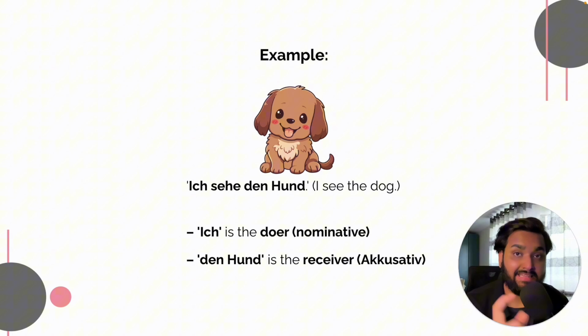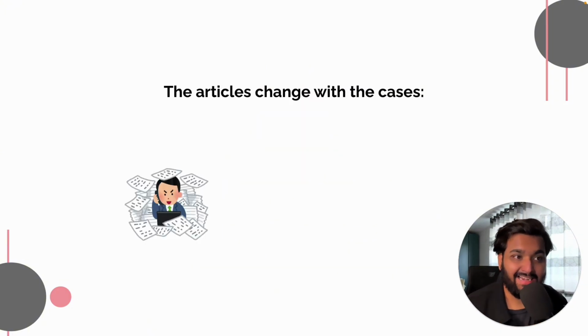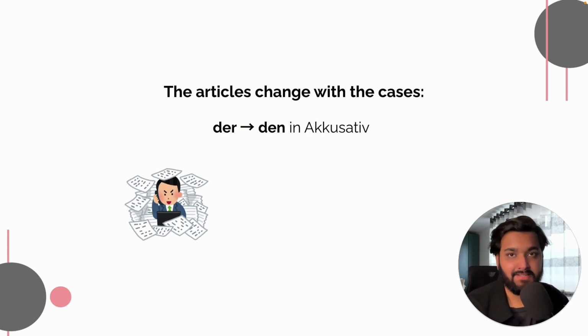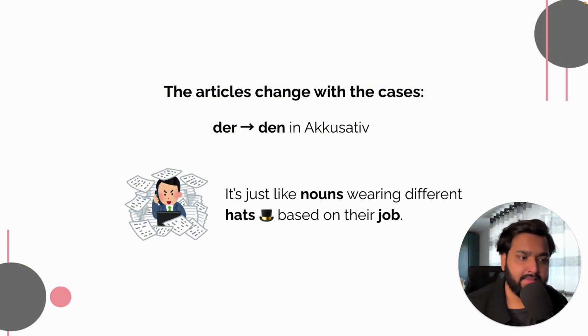Normally you say der Hund, but in this case you say den Hund, because the articles change with the cases. In accusative, you say den instead of der. They transform to den, and the rest remain the same. For example, die remains die, das remains das, and so on. It's just like nouns wearing different hats based on their job.